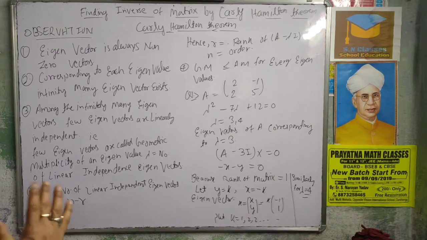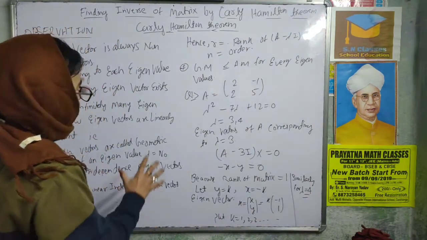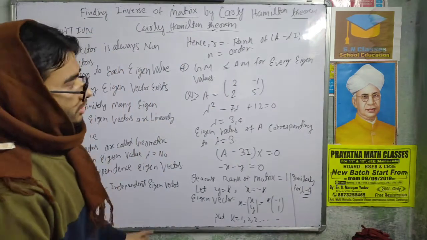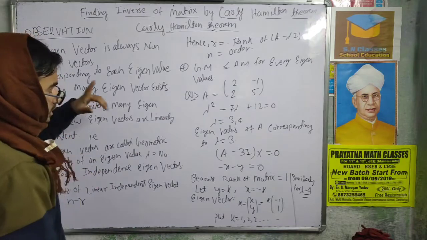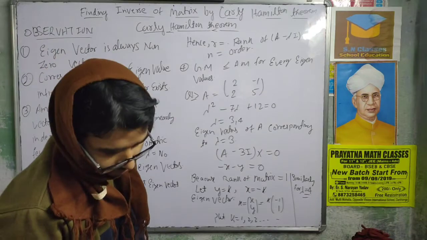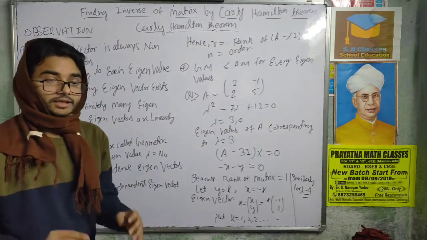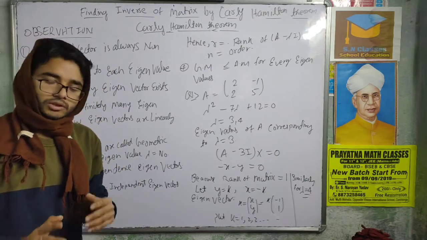Okay. So now we are looking for the next observation. We have learned the Cayley-Hamilton theorem. Now we are looking at the observations. The first observation tells that the eigenvector is always a non-zero vector. It should contain some values like 2i plus j, some lambda 1, lambda 2 values should be contained.